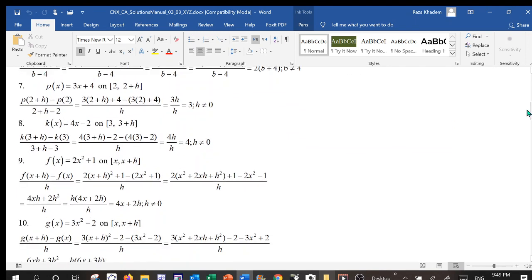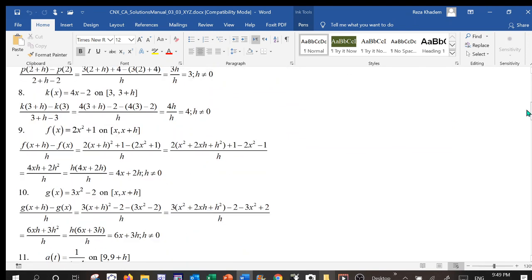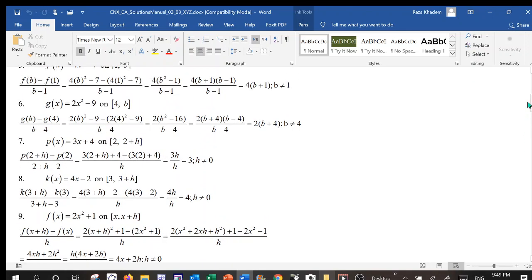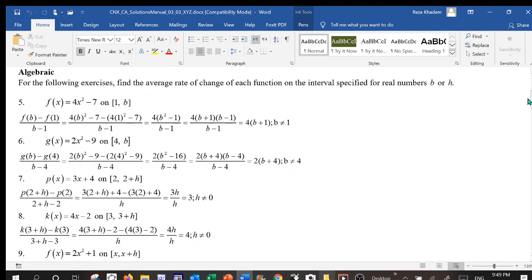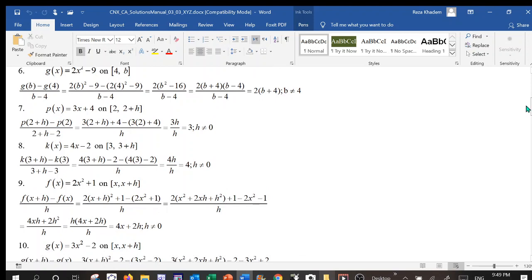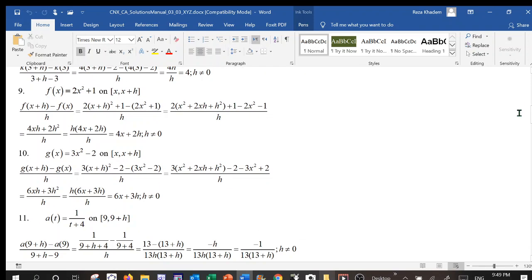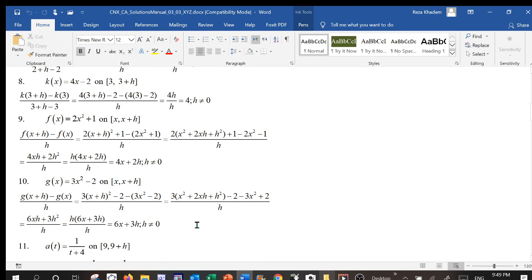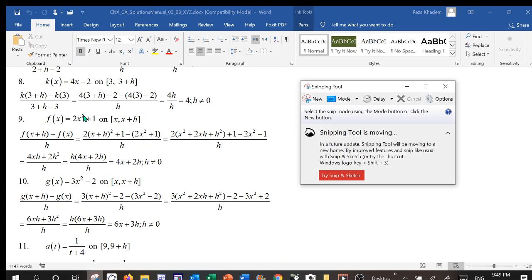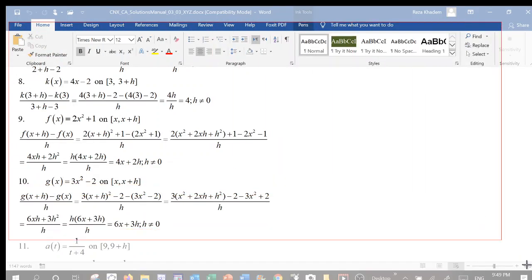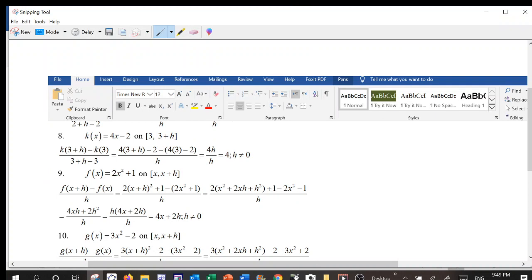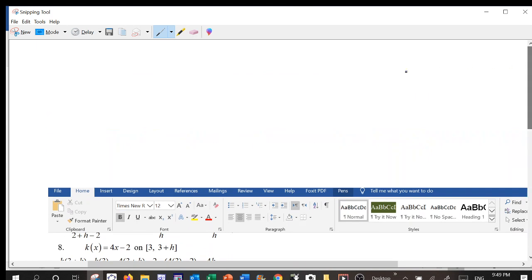So let's do number 8 and 9. So what we want to do here is find the average rate of change of a function on the interval, and we're given two functions, and that's 8 and 9. So before I do those examples, I'm going to go through some examples to understand what we mean by rate of change, and then we go from there. So let's do that.